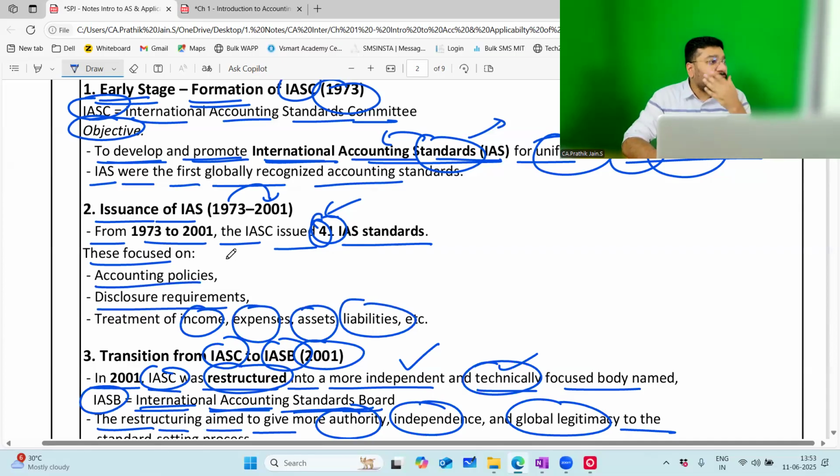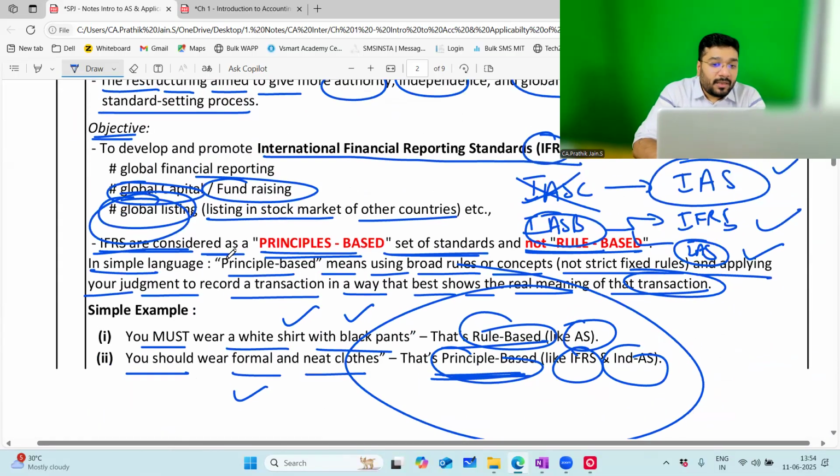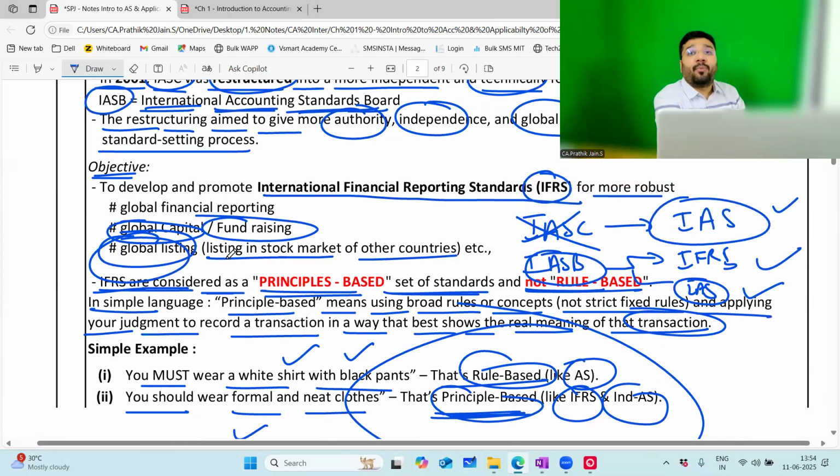But in a few places IAS could not be continued. So they implemented something called IFRS parallel with IAS. The purpose of IFRS was what? To have the financial reporting done in a very robust manner. So a robust way of global financial reporting. IFRS was intended to raise global capital. The Indian companies or other countries' companies wanted to go for global investors, to make our company accessible to the global market, to global capital.